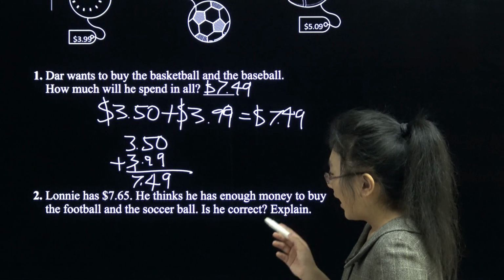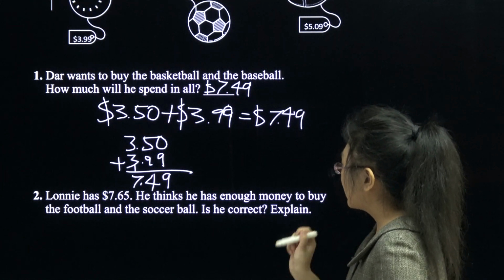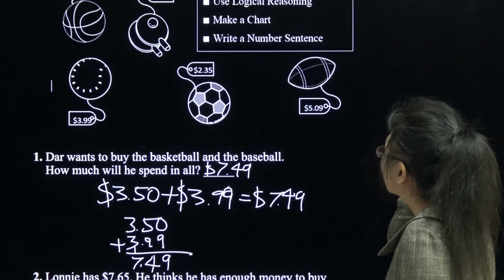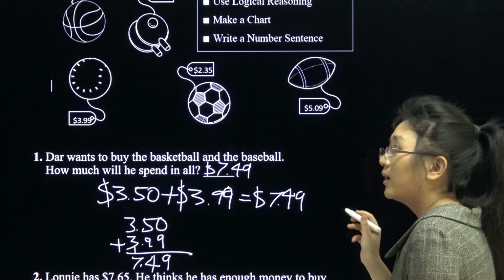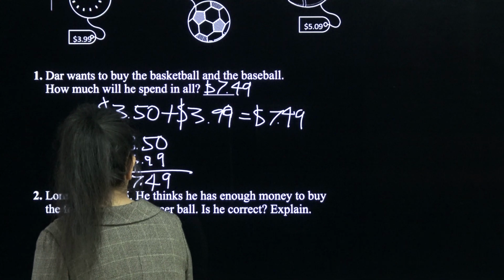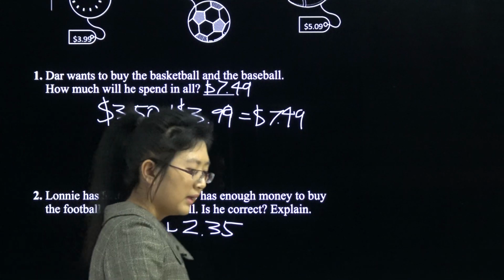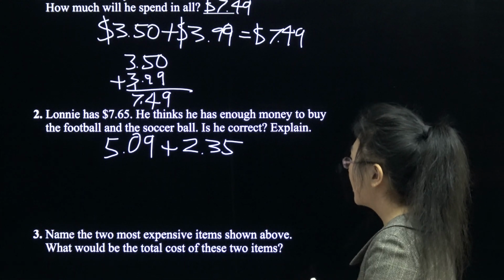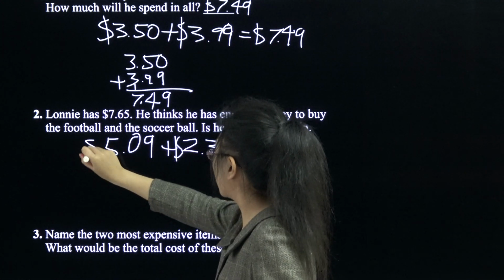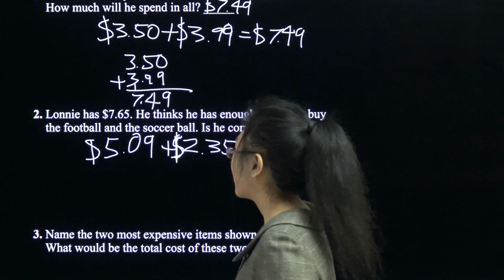Lonnie has $7.65. He thinks he has enough money to buy the football and the soccer ball. Is he correct? Explain. So the football is $5.09. The soccer ball is $2.35. That's going to be the number sentence. So the logic behind this is that we figure out the total cost of these two items, and see if it is smaller than or equal to $7.65.